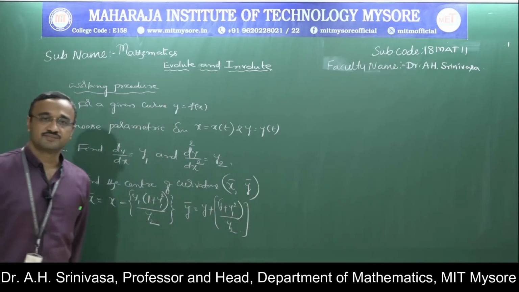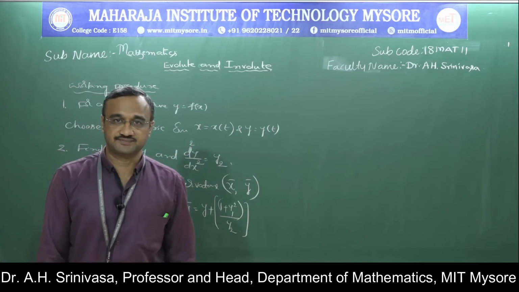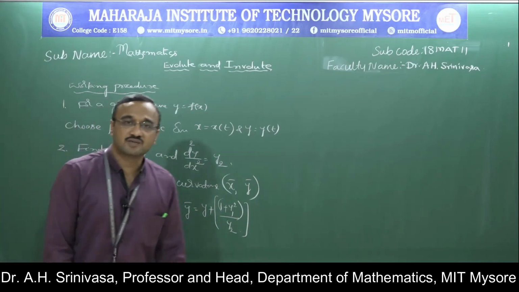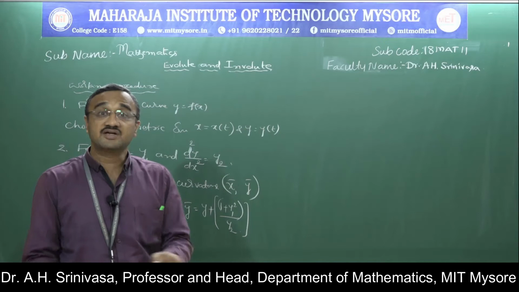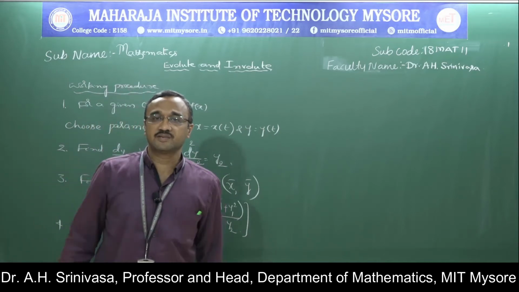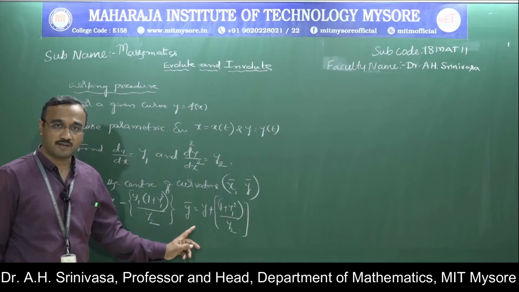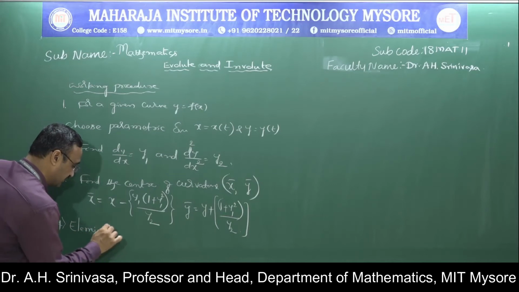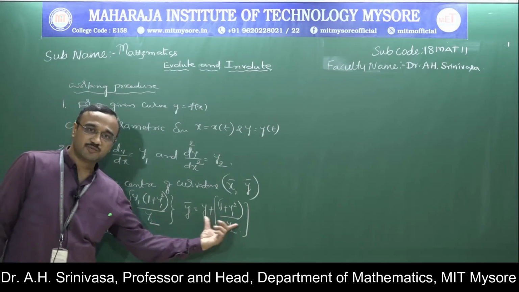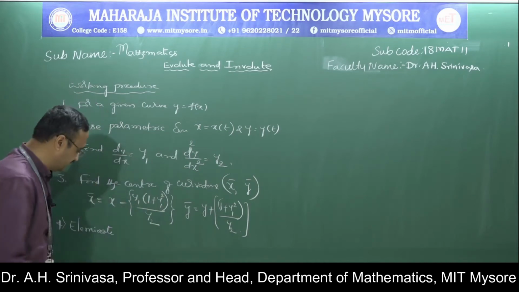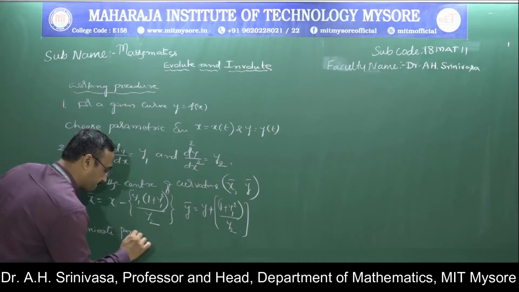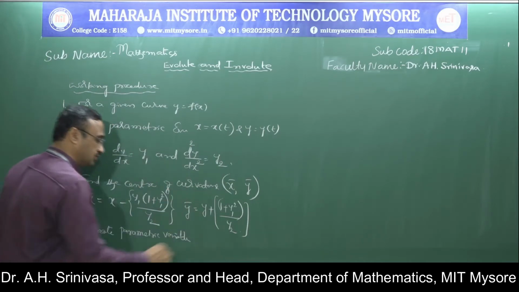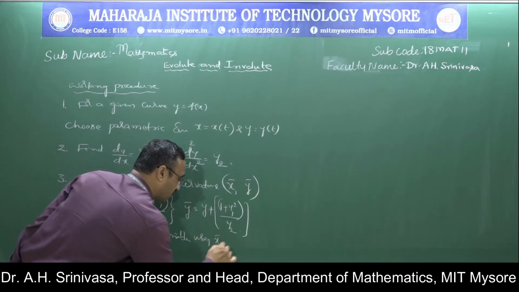The third procedure means you have to find the center of curvature. After finding the center of curvature, the equations are obtained in terms of t or theta. Parametric form is there now. We are going to eliminate the parametric form using this x bar and y bar. The parameter t will be present in both equations. How to eliminate this? Eliminate the parametric variable using x bar and y bar.